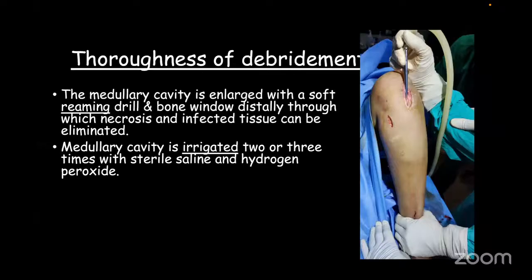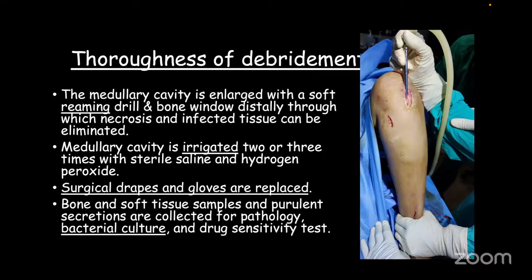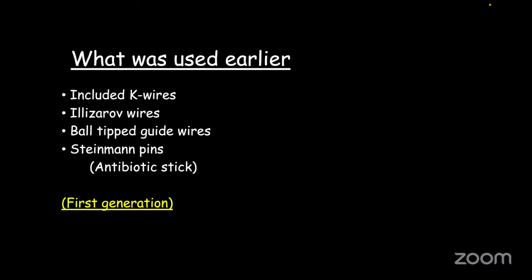So the medullary cavity has to be enlarged with a soft tissue reaming drill, and a bone window distally, through which the necrosed infected tissue can be washed out by another channel, must be practiced. The medullary cavity is irrigated 2 or 3 times with sterile saline and hydrogen peroxide. Surgical drape and gloves are replaced, and bone and soft tissue samples and purulent secretions are collected for pathology, bacterial culture, and drug sensitivity test during the debridement.